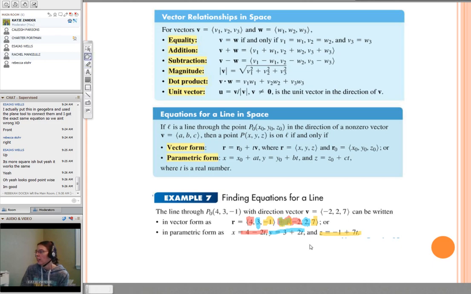We're going to go ahead and take a look at an example though, because what if they don't give us vector v? Can we find that vector v so that I can put it in this vector form and then translate that to the parametric form? So that's what we're going to take a look at now.